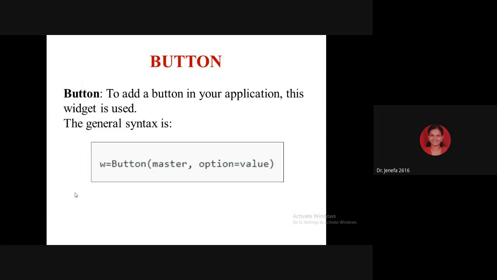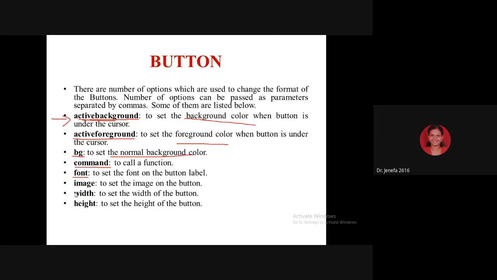So what is the syntax for the button function? What's the syntax to create a button? w = Button(master, option=value). So inside the parentheses, we can give n parameters, any parameters. These are some of the parameters that we can give inside this Button function. What are the parameters? Active background, active foreground, bg, command, font, image, width, and height.